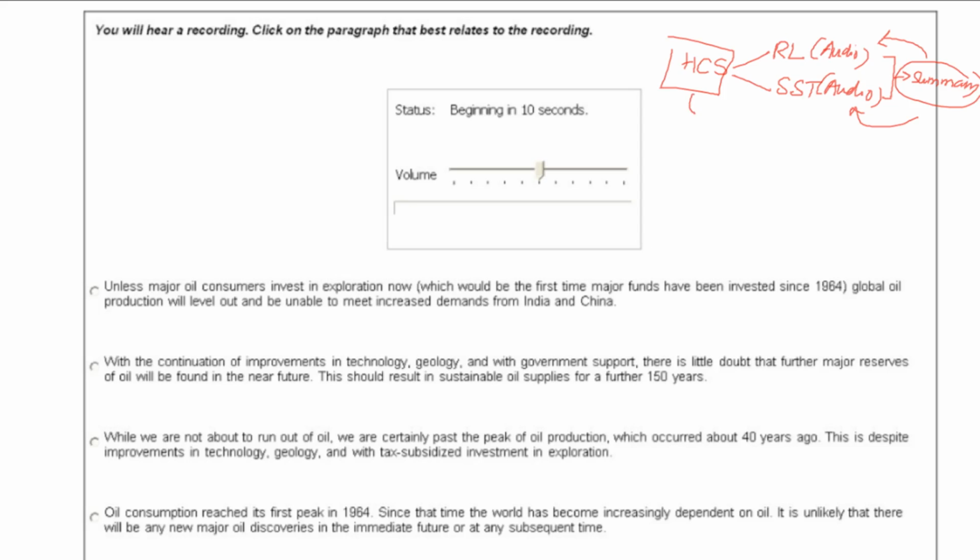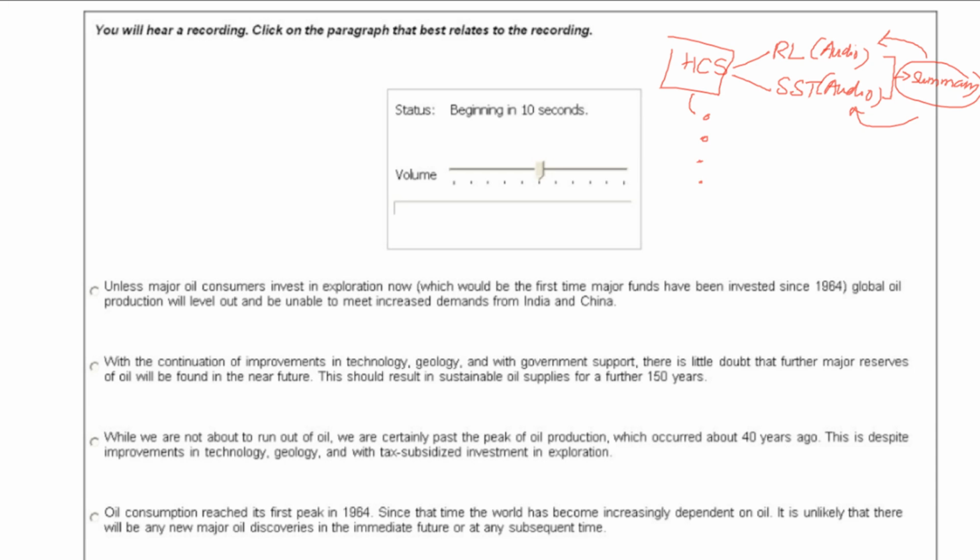But here, you are going to select the options which best describes the summary from the available options, right? So this can be a really good practicing session for retell lecture and summarize spoken text tasks as well, provided that you go through the audio and try to create a summary in your own words. Yep. So let's just have a look at these different options, guys.